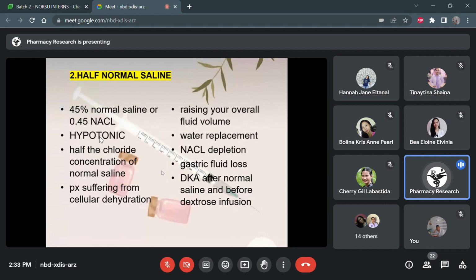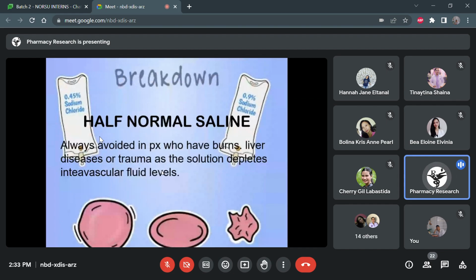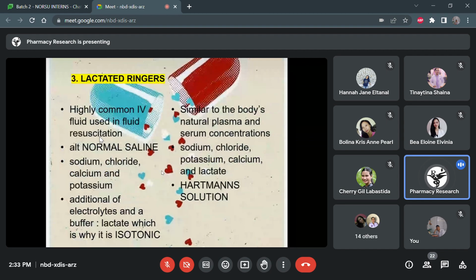mga baby nga dehydrated. So half normal saline, always avoided in patients who have burns, liver diseases, or trauma as the solution depletes intravascular fluid level. Since hypotonic man siya, ang water mas daghan mo ato sa cell. So dili gyud siya pwede sa naay mga burns, liver diseases, or mga trauma. As the solution depletes the intravascular fluid level, mo samot gyud. So dili siya pwede.